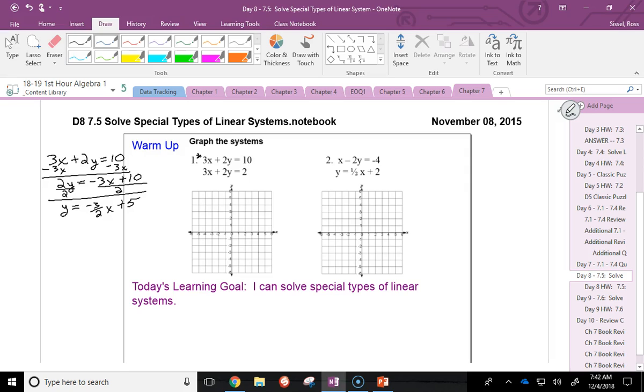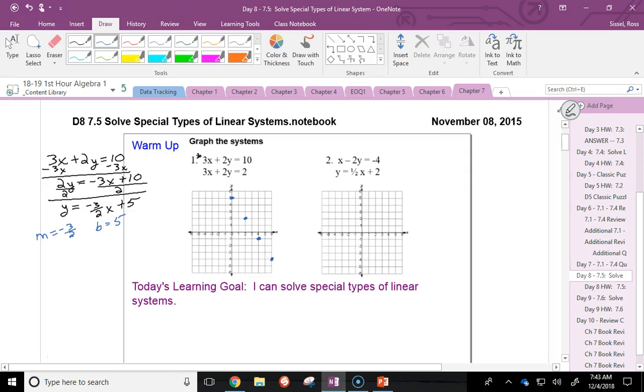So once I've written this in slope-intercept form, we can identify the slope as negative 3 over 2, and the y-intercept was 5. And then, of course, we graph the y-intercept first, and then we use the slope to find the other points. Down 3 over 2. So 1, 2, 3, 1, 2. 1, 2, 3, 1, 2.